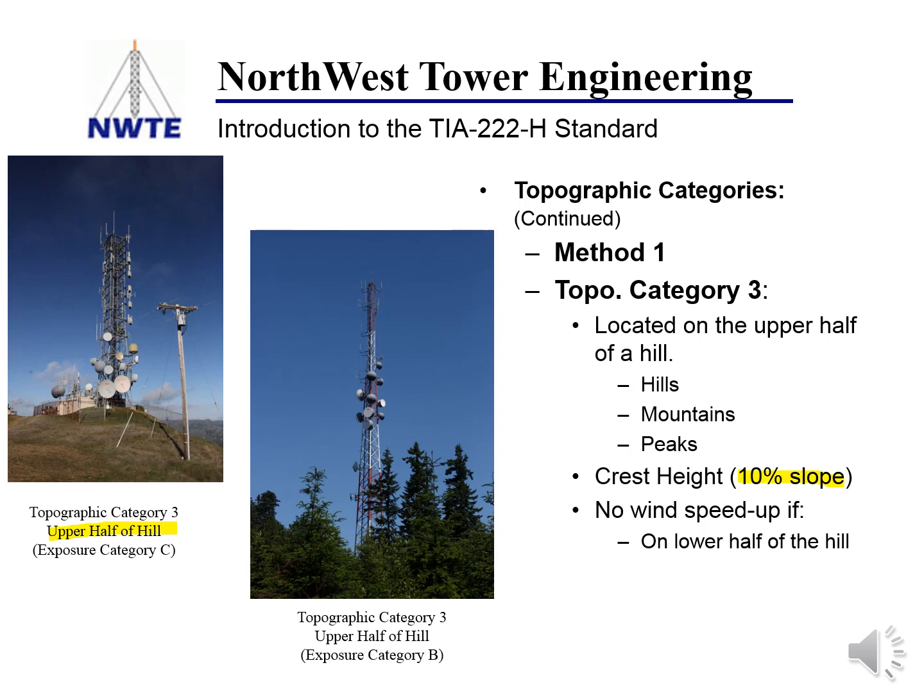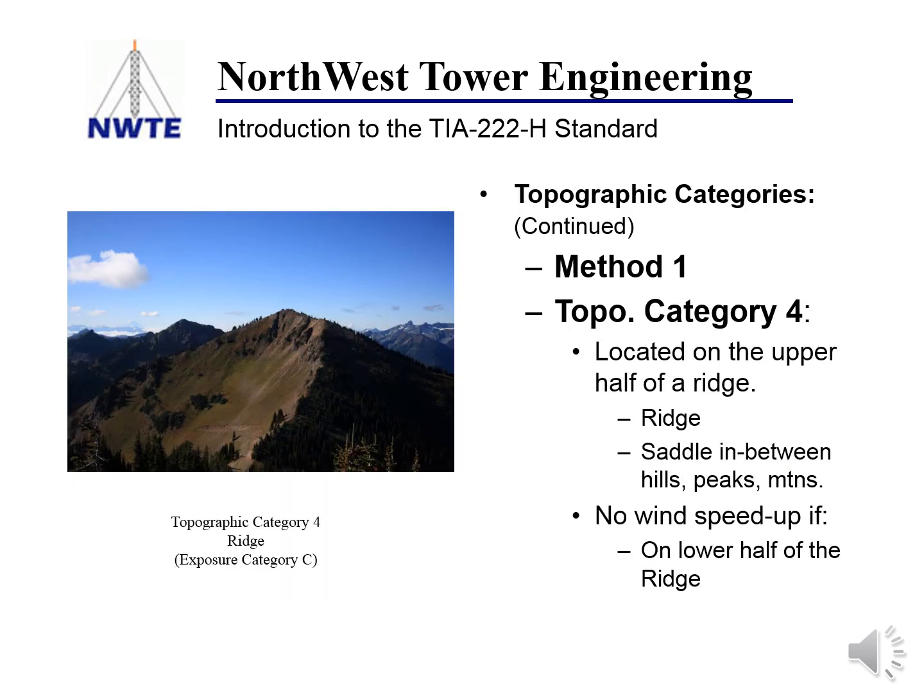The problem here, obviously, is that most towers get put on top of hills because that's where we get our best coverage. So we use this one a lot. And the final one, category 4, is for ridges, and we try not to use this one. We'd rather call it a hill. This is the most onerous category.